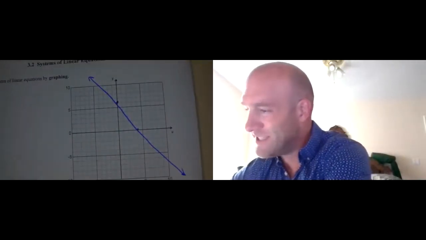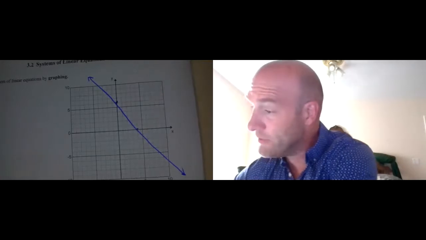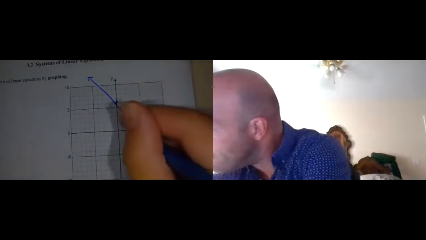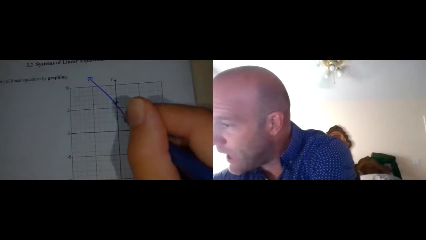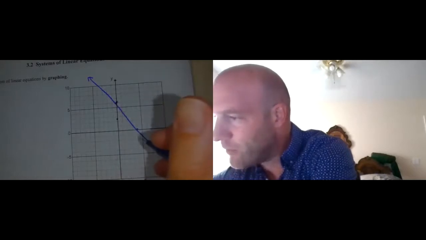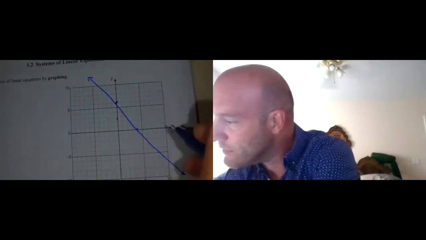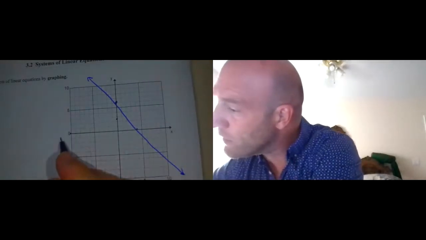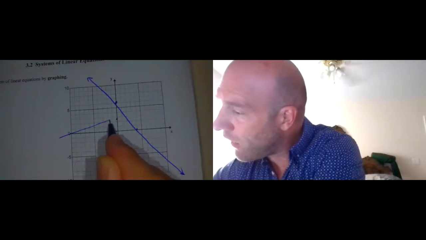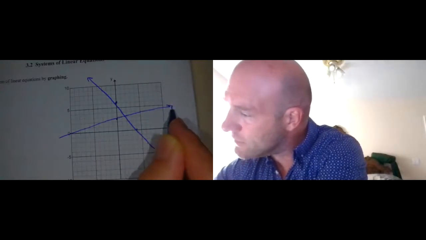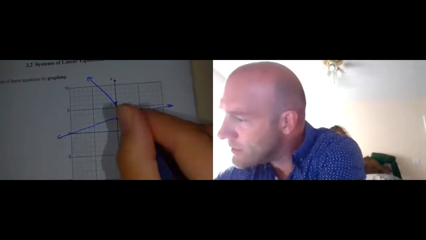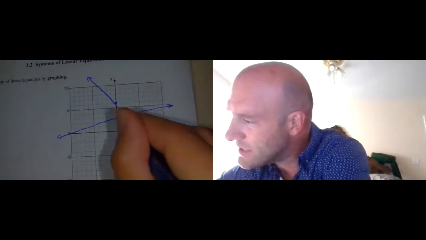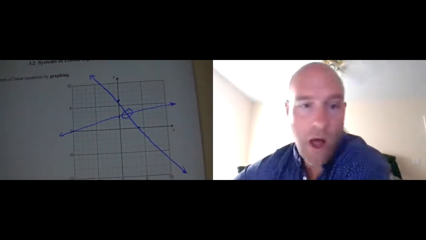If x equals 0, y unfortunately equals 2.5. There you are at 2.5. And if y equals 0, then x equals negative 10, and we get something which looks like this. Okay. So again, my solution is somewhere in here.